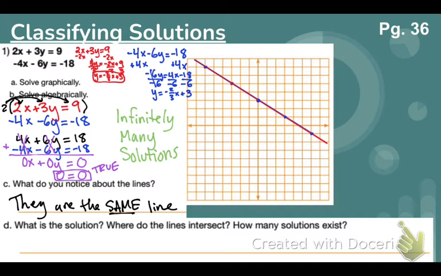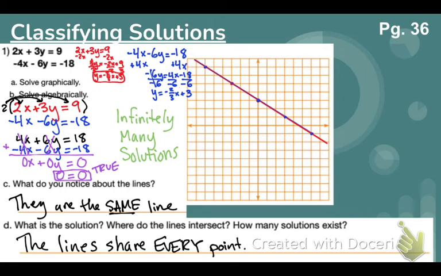Down in part D, the lines share every point. So there are infinitely many solutions.